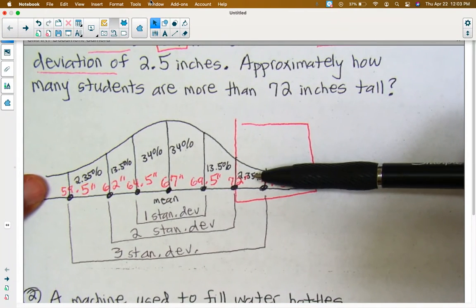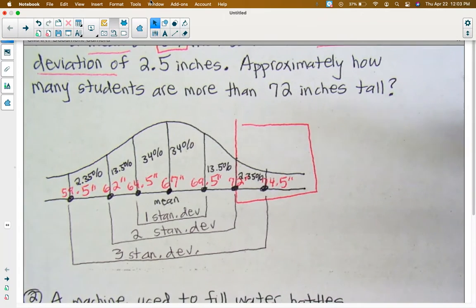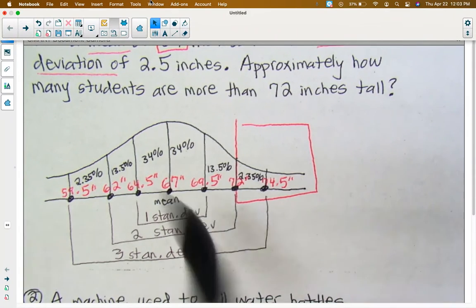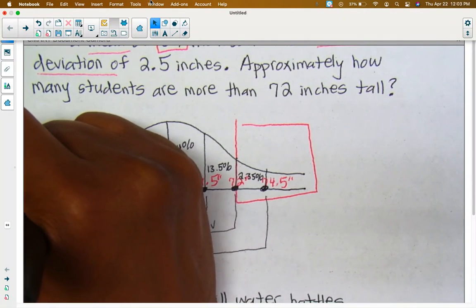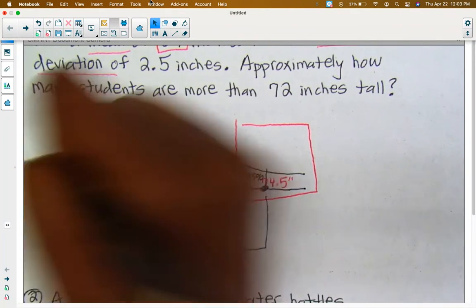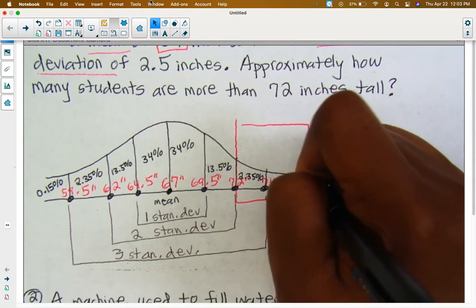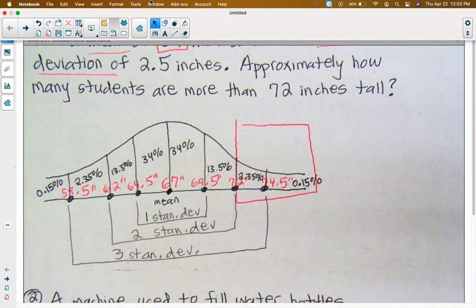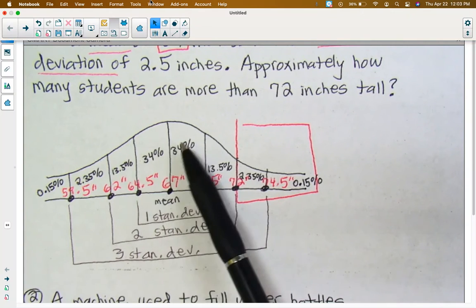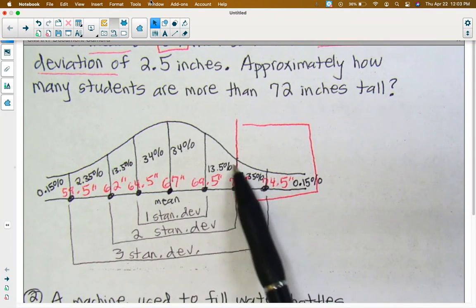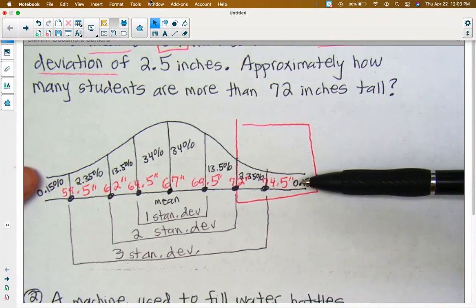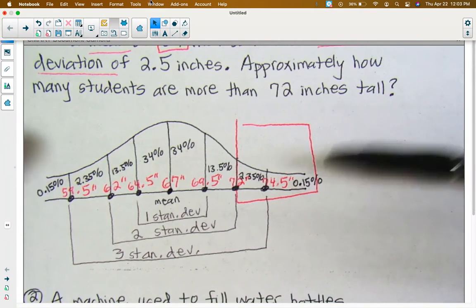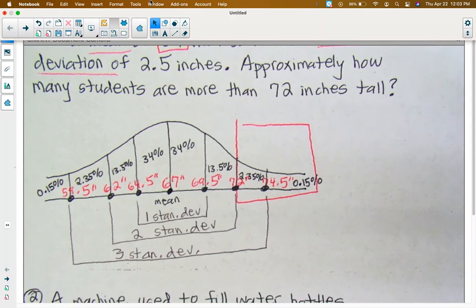Subtract from 100 and divide by 2 because it's symmetrical. So you have some percentage over here and a percentage over here. This little space that's missing is 0.15%, and the same thing is missing on this side. Again, one more time, I added everything up, percentages have to add to 100, I subtracted from 100 and divided by 2 to get the space left over on this tail end. The question wants to know approximately how many students are more than 72 inches tall.